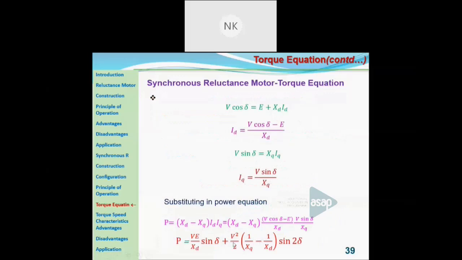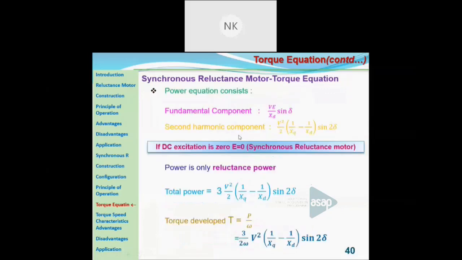One term will have the fundamental component, the other will have the second harmonic component, since it is 2 times the fundamental. So you have a fundamental component and a second harmonic component. If DC excitation is 0, that means E is equal to 0. That is the case with our machine, a synchronous reluctance motor. No DC field winding is there, no excitation is there. That means E is equal to 0. If you put E equal to 0, the fundamental component will be 0. Simply you will have the second harmonic component, and since it has a saliency effect, we can call this power the reluctance power. So the total power in the 3-phase circuit will be 3 into this much.